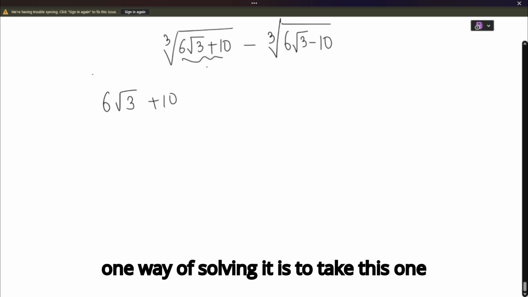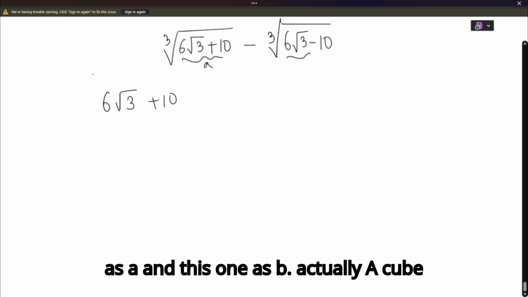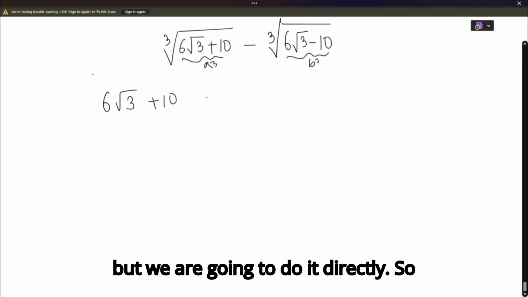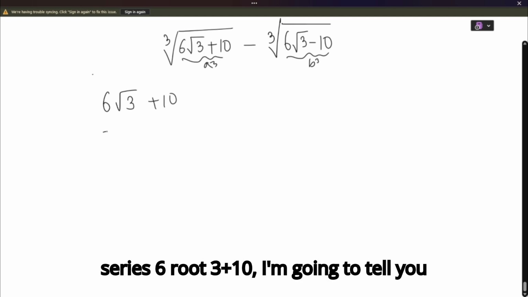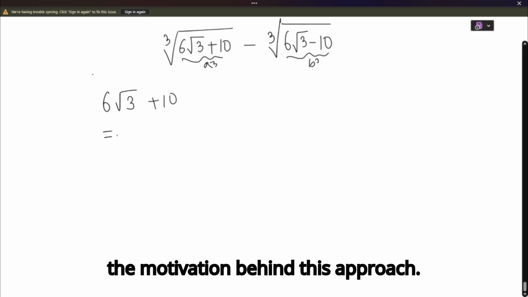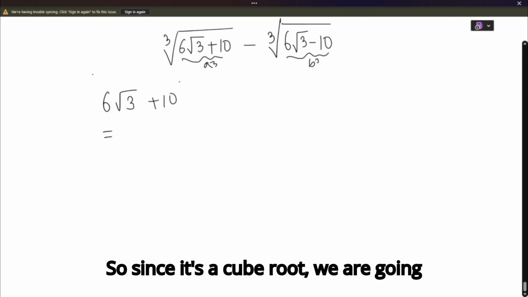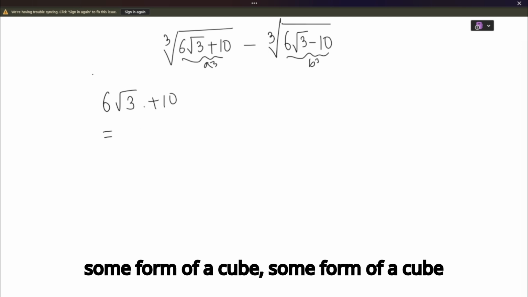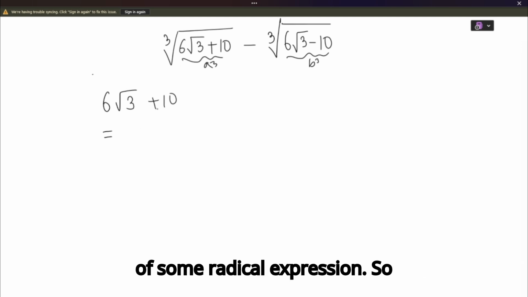Now, one way of solving it is to take this one as a cube and this one as b cube, and then simplify it further, but we are going to do it directly. I'm going to tell you the motivation behind this approach. Since it's a cube root, we are going to assume that this can be expressed as the cube of some radical expression.